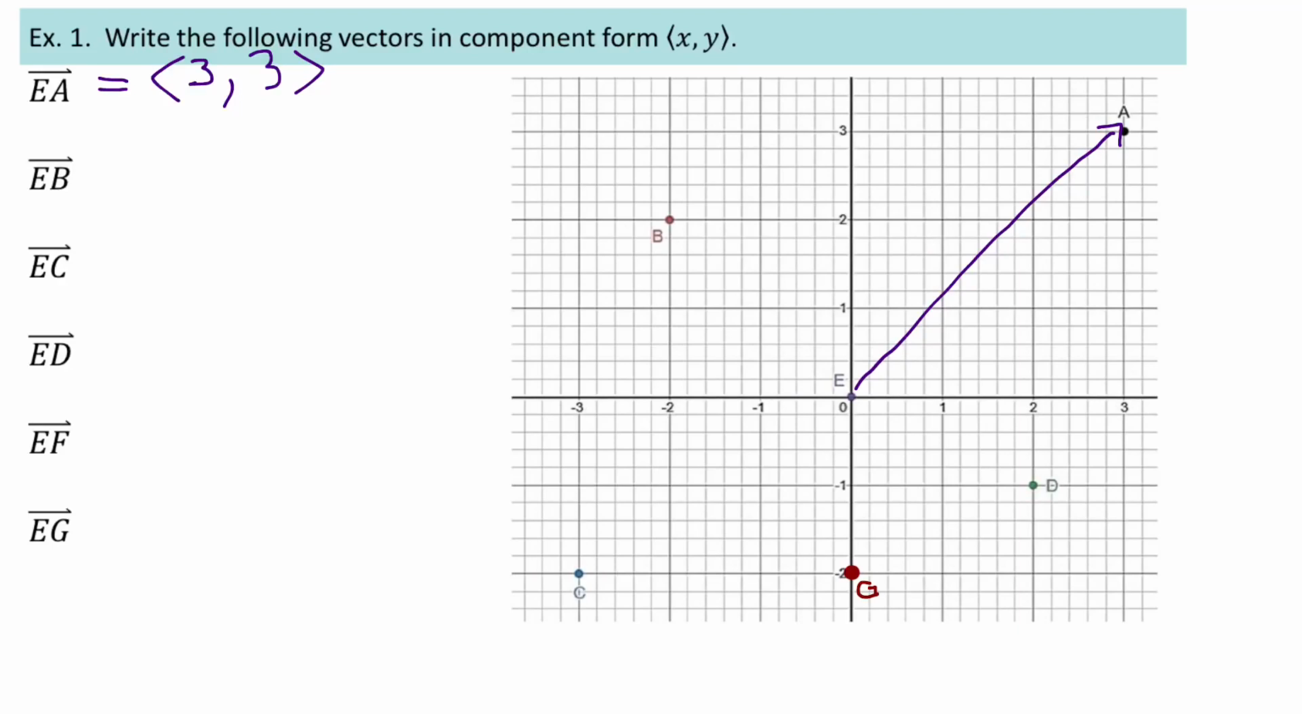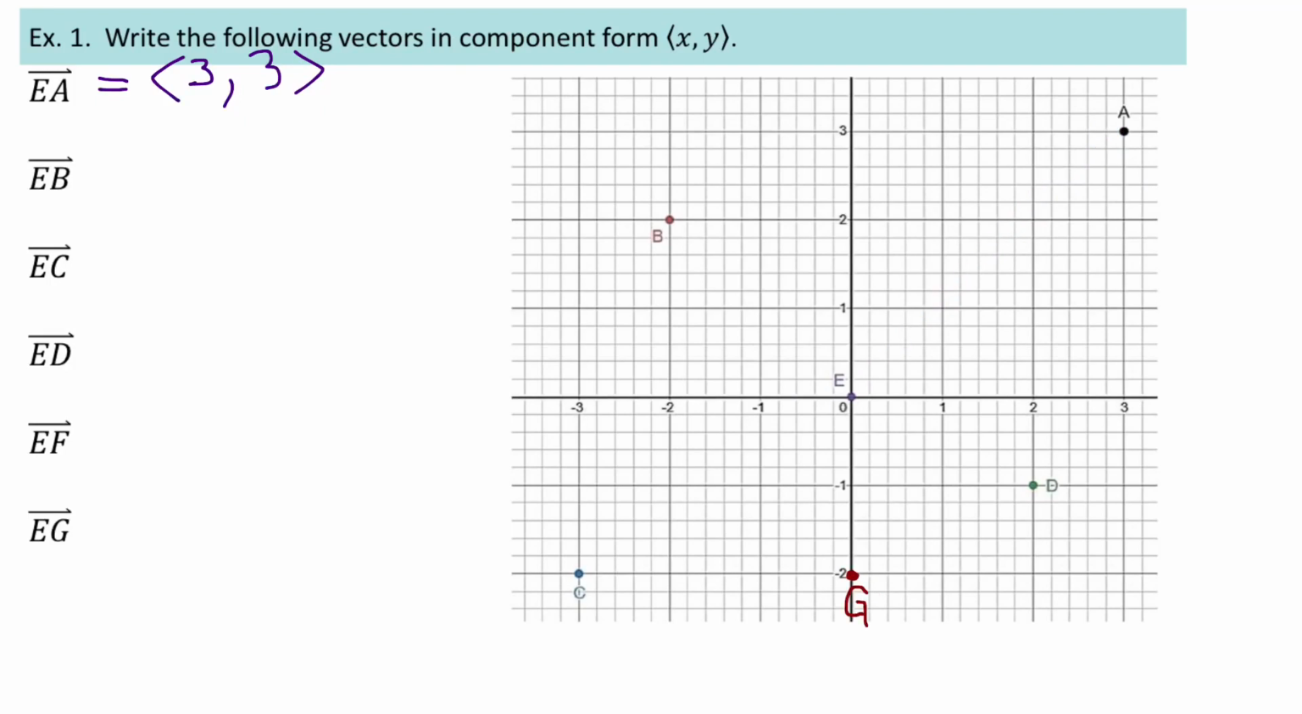So the fact that this notation shows on the top of EA here, that arrow with a one-sided arrowhead, that's going to be indicating that this is a vector. So now if we talk about EB, let's go ahead and erase EA.